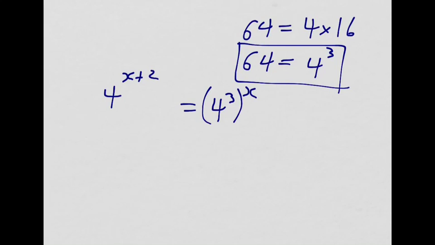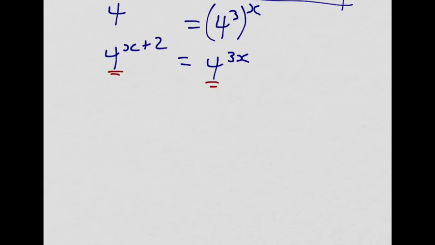So exponent laws tell me what happens with this 3 and this x. You multiply them. So that's 4 to the power of 3x. Now I have what I had in the last example. The bases are the same. Therefore, what do I know about their exponents? They have to be equal.